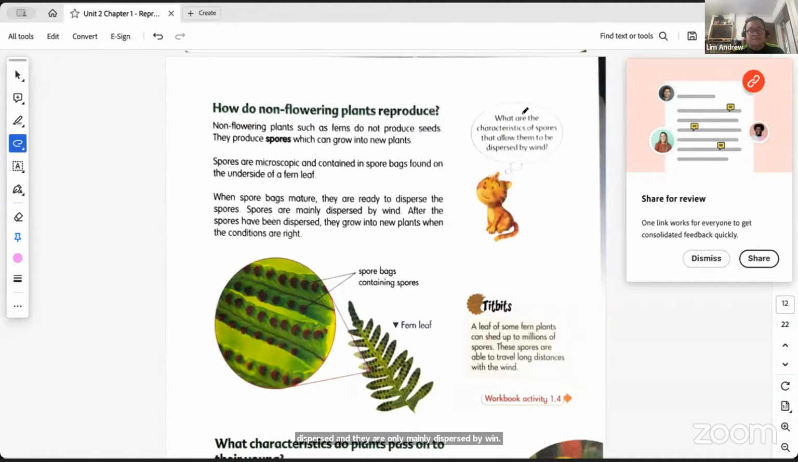So basically it's different from the flowering plant. Flowering plants are dispersed by many methods: through wind, water, explosion, and animals. But non-flowering plants are mainly dispersed by wind. After the spores are dispersed by wind, they grow into new plants when the conditions are right.